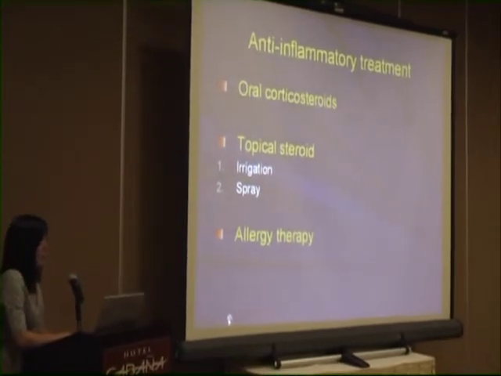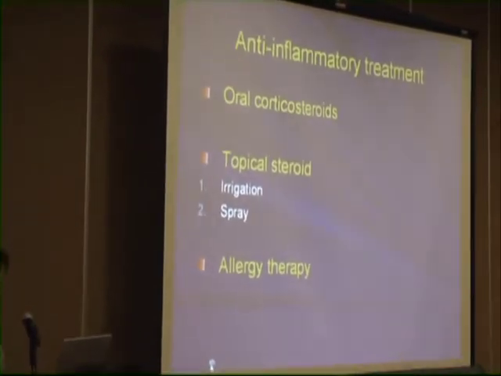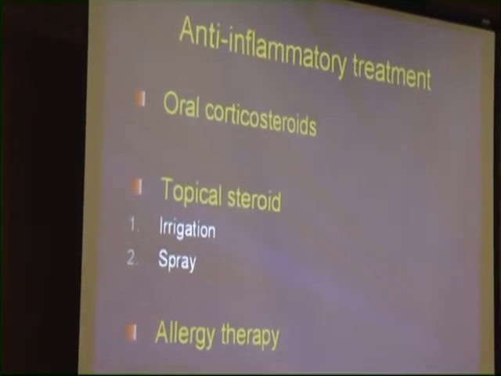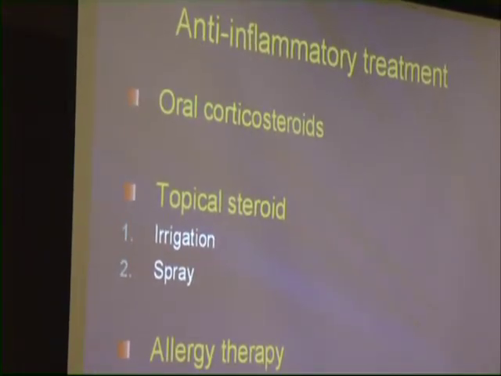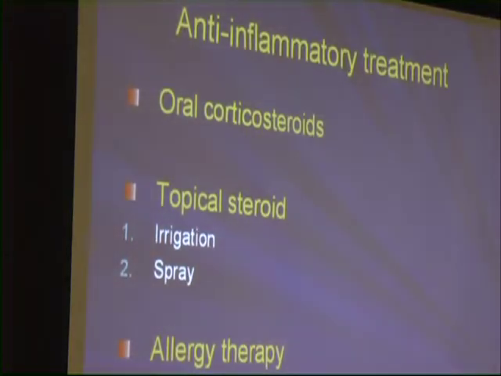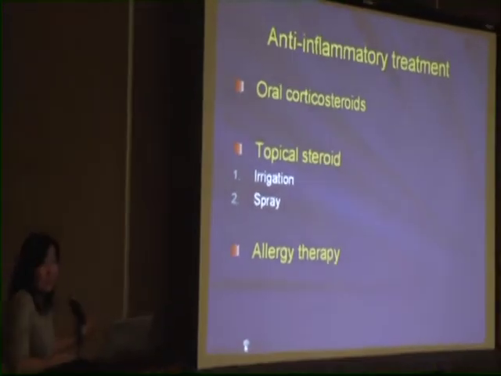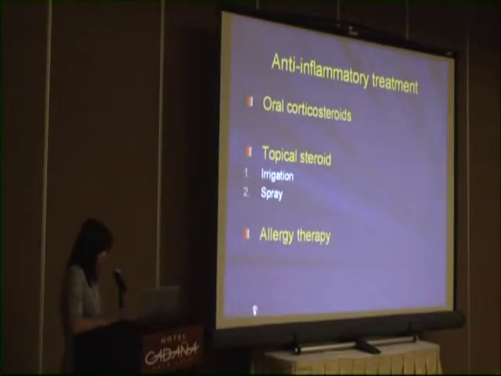Okay, all right, and then the other major medication category is an anti-inflammatory treatment for chronic sinusitis. So it includes oral corticosteroids like prednisone, Medrol. Topical steroids, again, could be delivered through irrigation, like the Pulmicort sinus rinse, or spray. This is your Flonase, Nasonex, Rhinocort, and etc. And also allergy therapy. Don't forget allergy therapy in patients with chronic sinusitis or CF, they could have allergies, and their allergies need to be treated.